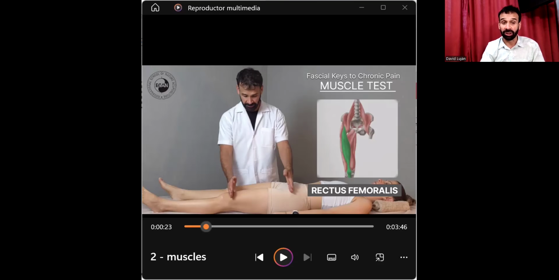Now, I'll give you another demonstration, rectus femoris. I'm indicating with my hand like this where it is starting and where it is finishing. It doesn't go all the way to the knee as a muscle. This is attached.